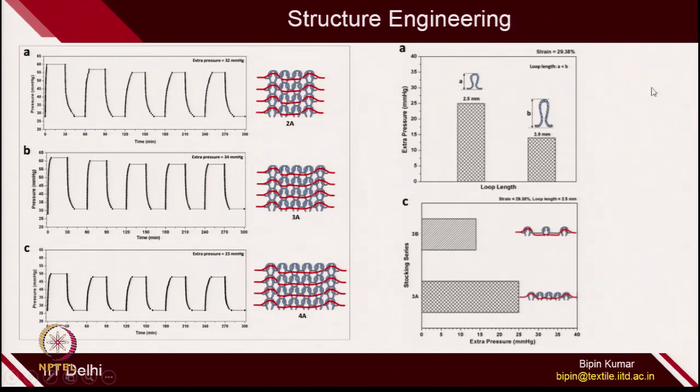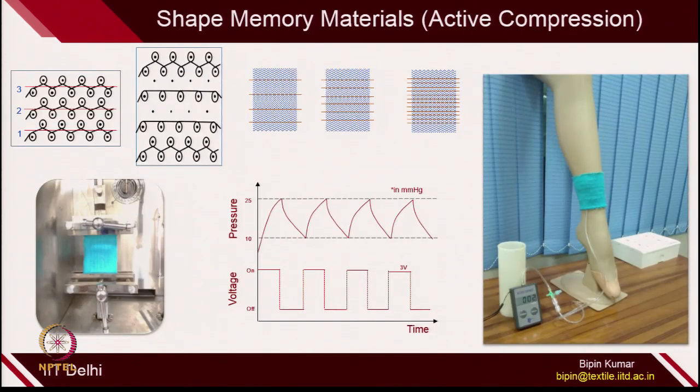So, this is the engineering part. So, that is why knitting becomes very, very important. Not only does it give you the flexibility in terms of integration of foreign materials in the textile structure, but also you can tune its properties by playing with loop architecture.